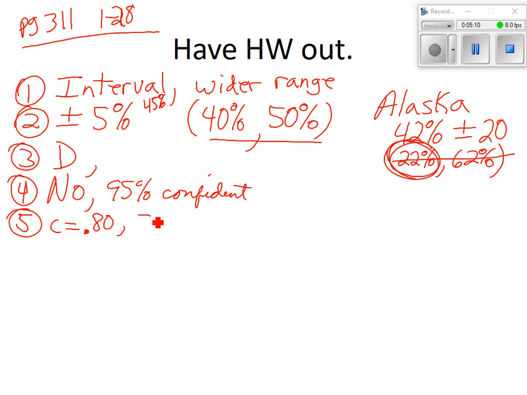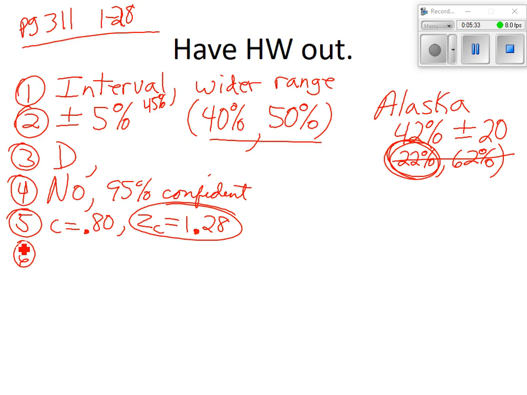What's our z-score for 0.80? Well, it's right down here in the bottom. What's it tell us? 1.28. That's our critical value. So that one's pretty easy because it's right there on that little chart. And we're going to use that little chart most of the time, but not all the time.